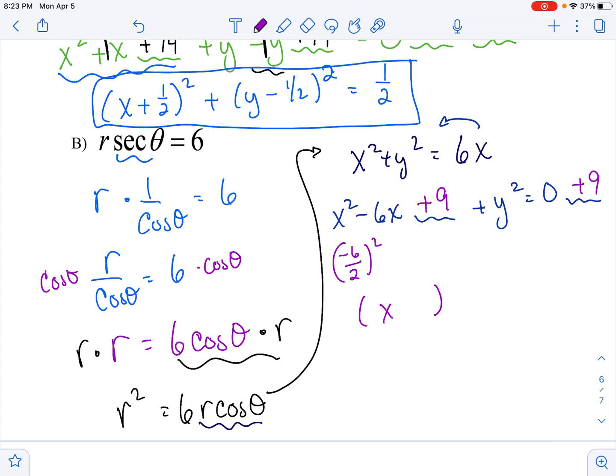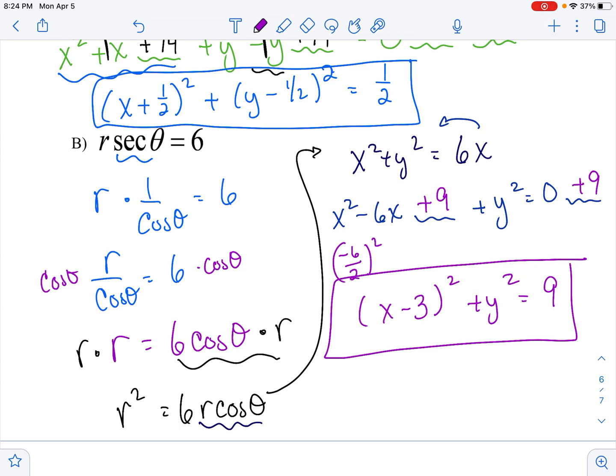Okay, remember when I go to factor it, it's going to be x and then minus, in this case, whatever I get when I cut -6 in half. -6 cut in half was -3, so it's going to be x minus 3 squared plus y squared equals 9. Okay, and there is the equation in rectangular form.